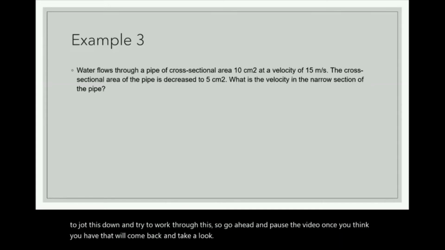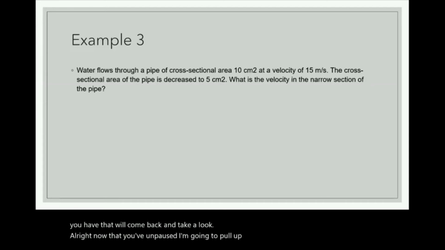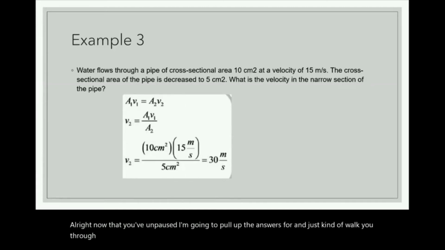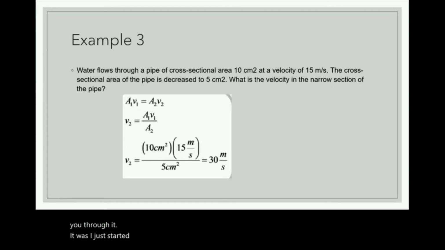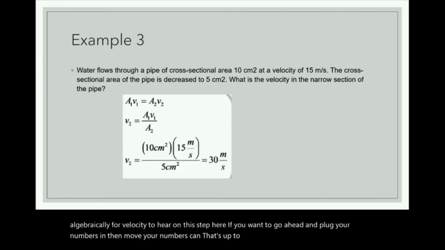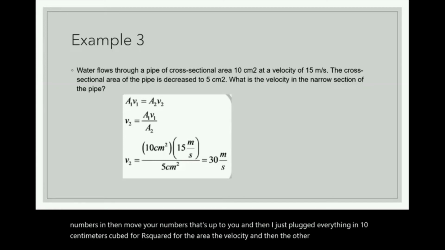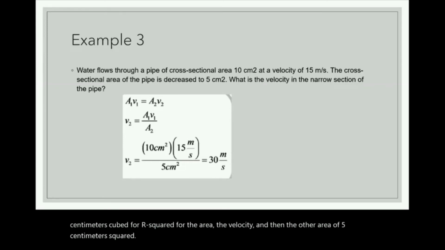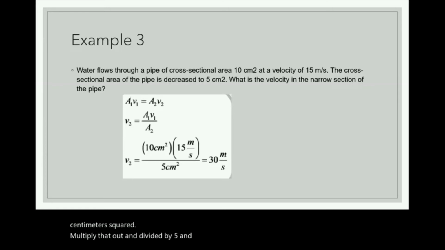All right, now that you've unpaused, I'm going to pull up the answers for that and just kind of walk you through it. What I did was I just started with the continuity equation, and I went ahead and just solved it algebraically for velocity 2 on this step here. If you want to go ahead and plug your numbers in and then move your numbers, you can. That's up to you. And then I just plugged everything in, 10 centimeters squared for the area, the velocity, and then the other area of 5 centimeters squared. Multiplied that out and divided by 5 and got an answer of 30 meters per second.